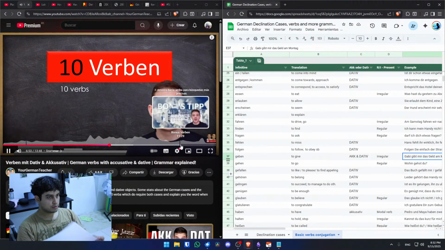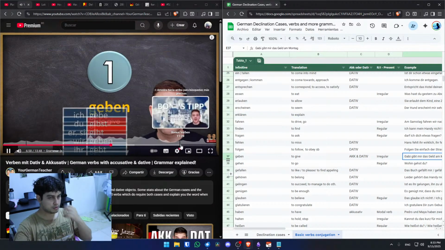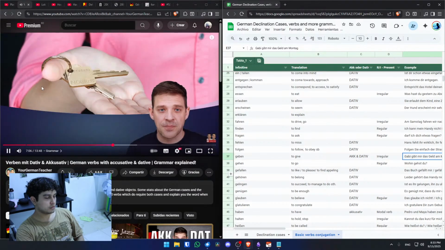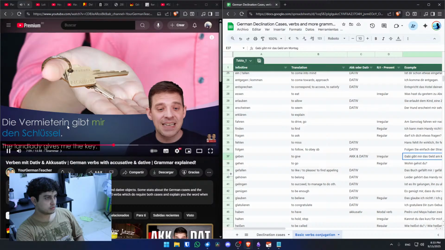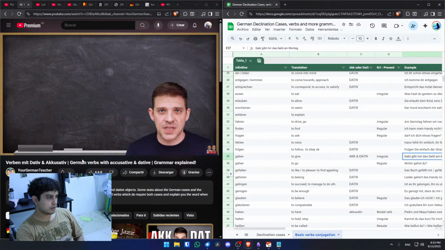The 10 most commonly used verbs which do require both cases. Number one, just as we had before, is geben. Und geben ist ein unregelmäßiges Verb, an irregular verb in present tense. Geben heißt to give. Zum Beispiel, die Vermieterin gibt mir den Schlüssel. The landlady gives me the key. And I always put this in colors here. You see, mir is the pronoun. It's in dative. And den Schlüssel is in blue. Das ist das Akkusativobjekt. Nummer 2.